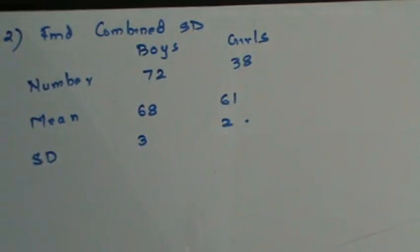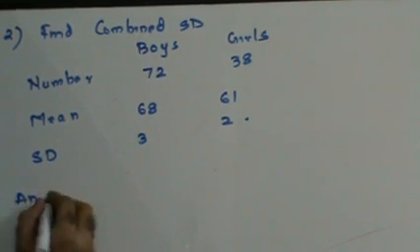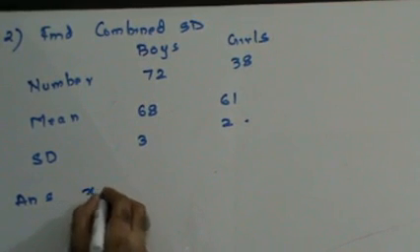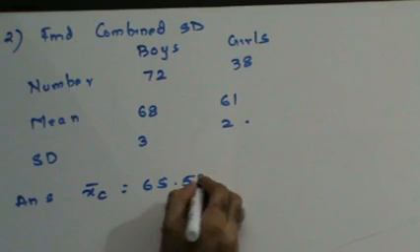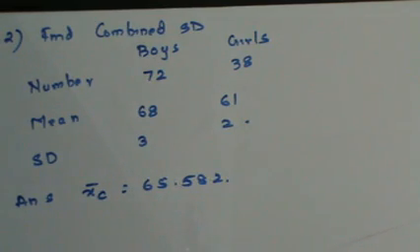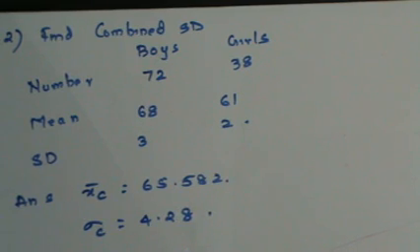Fine, do we get this thing clear? Okay, now let's write the answers down for this. When you solve this, you should get the answer for combined mean as 65.582 and combined standard deviation is 4.28. This is the answer that you should get. Let's put up another sum, guys, for you all to practice.